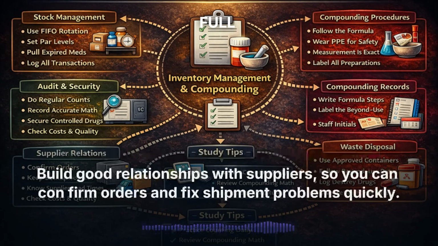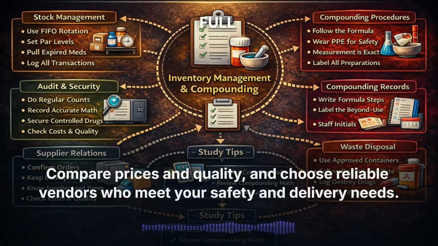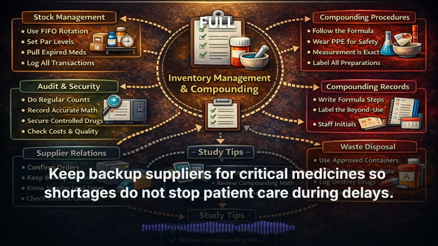Build good relationships with suppliers, so you can confirm orders and fix shipment problems quickly. Compare prices and quality, and choose reliable vendors who meet your safety and delivery needs. Keep backup suppliers for critical medicines so shortages do not stop patient care during delays.